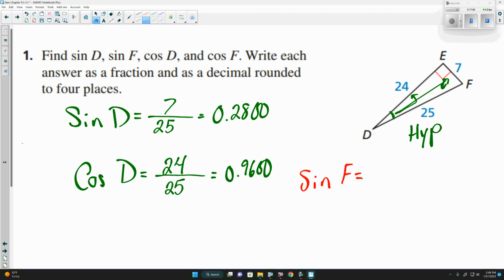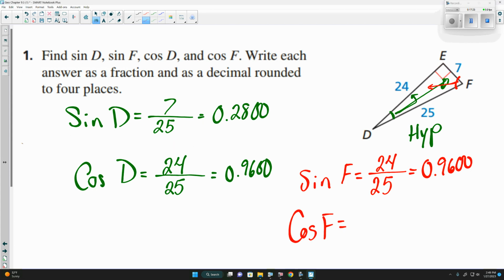Sine of f, opposite over hypotenuse. Well, the opposite side to angle f over the hypotenuse is going to be 0.9600. And cosine of angle f is going to be adjacent, which is 7 over the hypotenuse. And that's it. It's just wanted rounded to 4 places, so we add 2 zeros to get 4 decimal places.